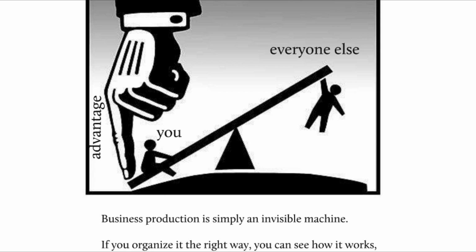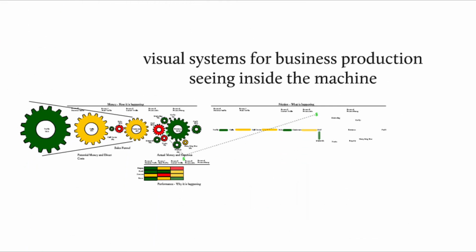And basically, a business is just an invisible machine that moves money around. And if you can organize it the right way, you can see how it works and you can make it run better. And this is a big advantage. And this was Visual Systems for Business Production, seeing inside the machine.